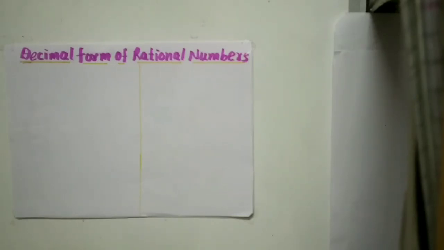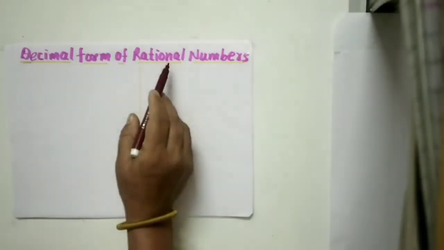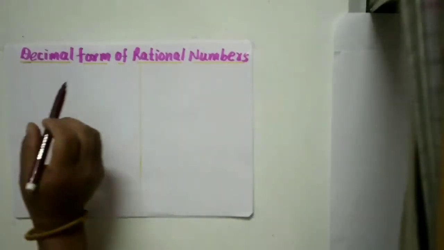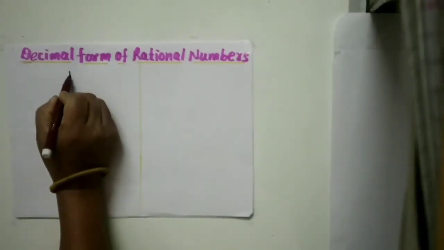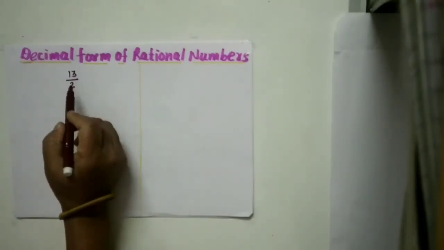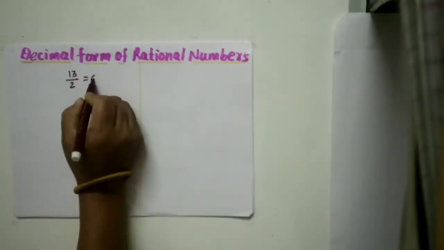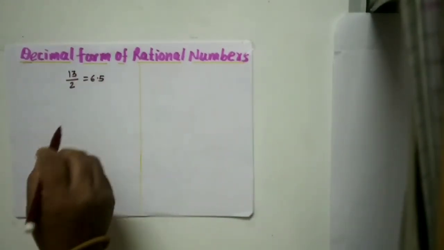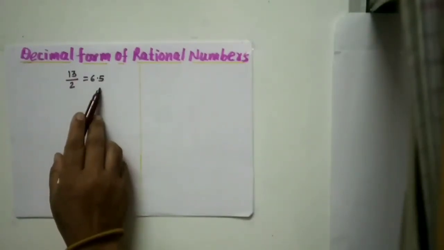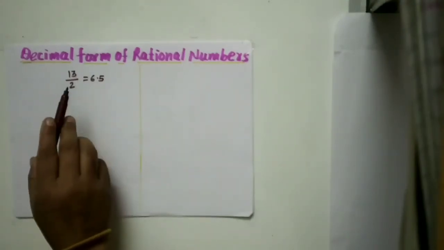Hello students, now we are going to study the decimal form of rational numbers. Suppose we take 13 by 2. This 13 by 2 can be written as 6.5. Now what is this form? Yes, it's called the decimal form. 6.5 is the decimal form.